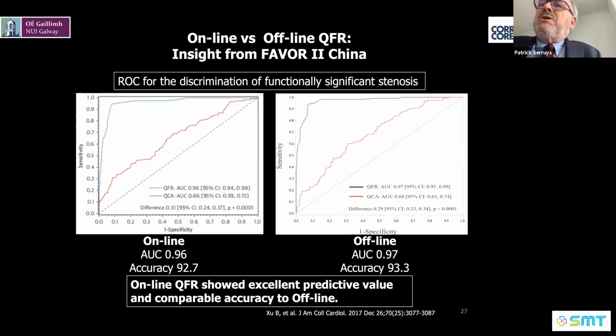Last point for me is the online versus offline. That's very important, that what you do in the lab is indeed confirmed by a core lab who has more time to analyze everything. And you see that in favor too from China, in this trial, the online or the offline give you very similar results with a good accuracy, 92.7 and 93.3.